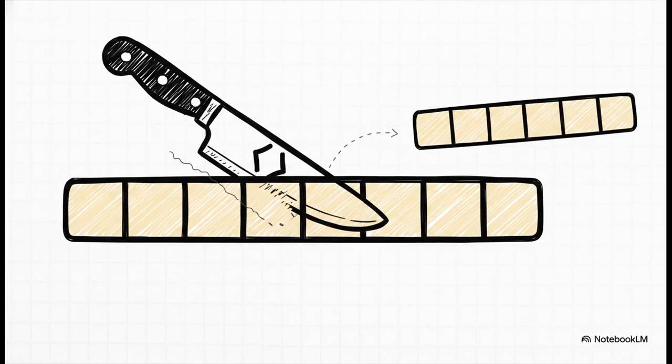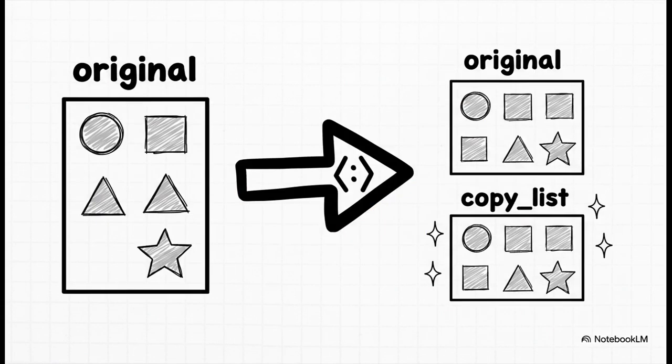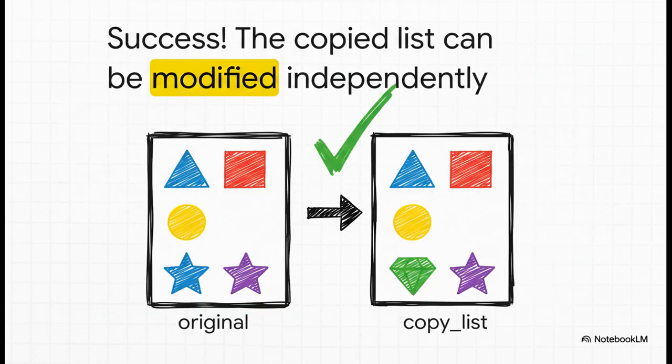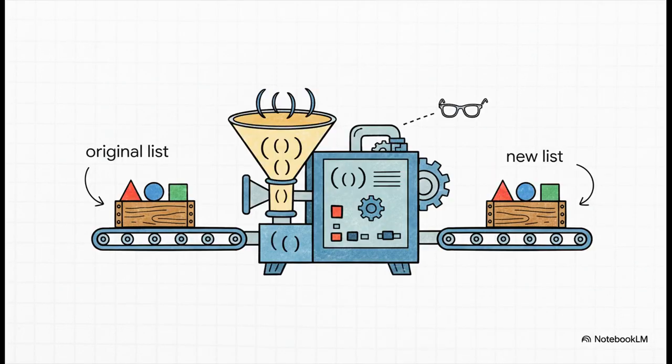First up is a classic, very Pythonic technique called slicing. The syntax might look a little quirky at first, but it's super powerful. See that little colon inside the square brackets? That's the magic. It's a shorthand that tells Python, hey, I want you to go through the original list, element by element, and build me a brand new one from scratch. And just like that, you have 2 completely independent lists. Now if you change copy list, the original doesn't even notice. Problem solved.